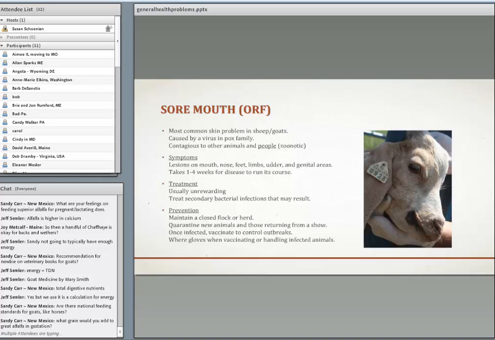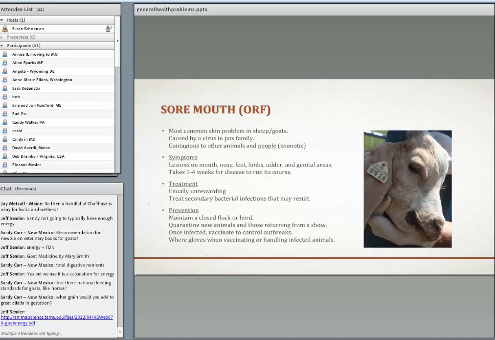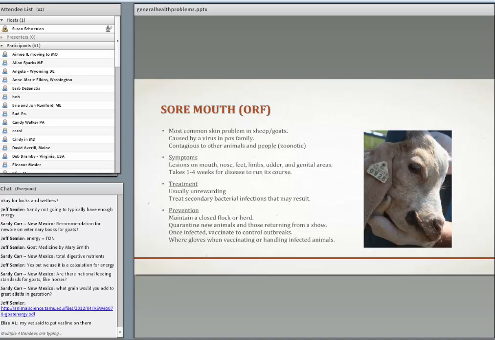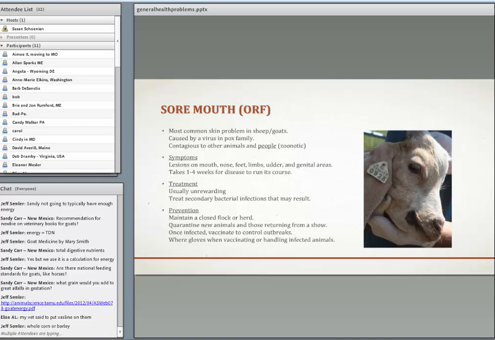Some people have claimed some efficacy with WD-40, which I'd be willing to give a try. But most other things, I suppose it can't hurt, but for the most part, it's just going to run its course. If you get a secondary bacterial infection, certainly you want to treat it. If it's a very young lamb or kid that's affected, sometimes it can really drag them down, and you need to give them some supportive therapy.